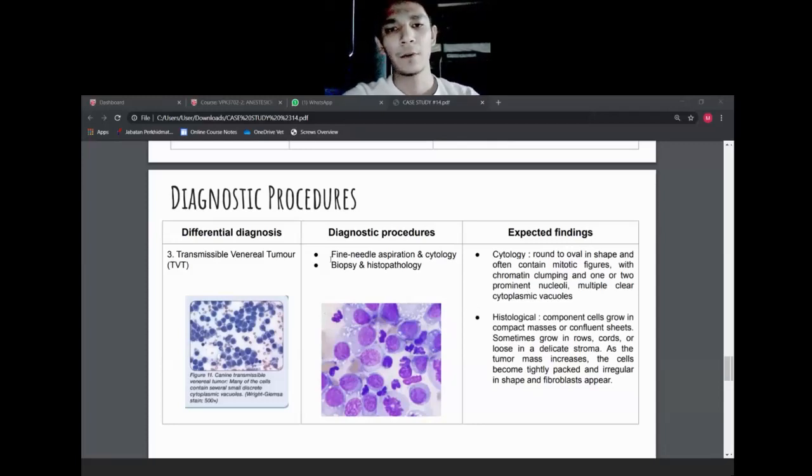And for the biopsy and histopath, the histological findings are that histiocytic cells, the components of the cells, grow in compact masses or confluent sheets, sometimes growing in rows or cords or loosely in delicate stroma. As the tumor mass increases, the cells become more tightly packed and irregular in shape, and fibroblasts begin to appear.